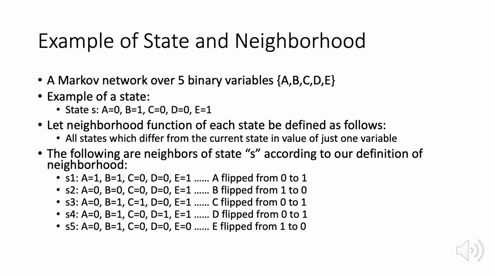So technically, since there are 5 variables here, we will have exactly 5 neighbors because each variable can only take 2 values. Thus, under this definition of neighborhood function, S has the neighbors that are denoted by S1 through S5 on the slide. In the state S1, which is a neighbor of S, A is flipped from 0 to 1. In S2, B is flipped from 1 to 0, and so on.